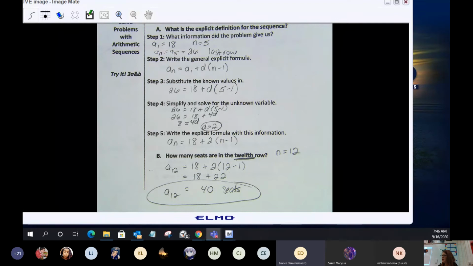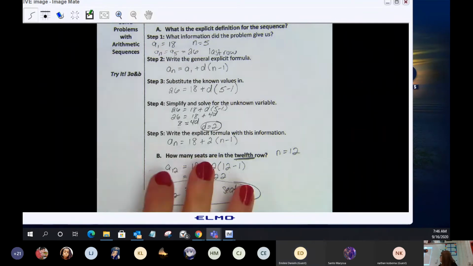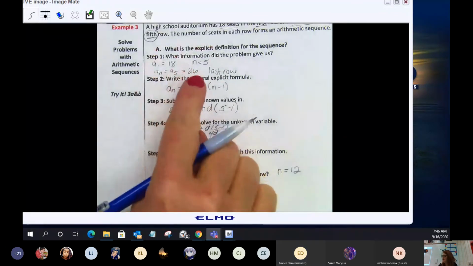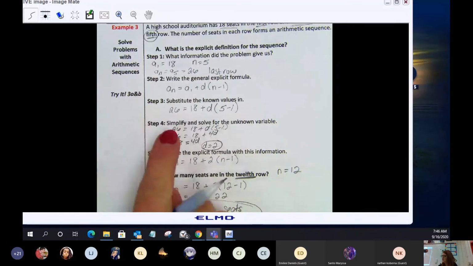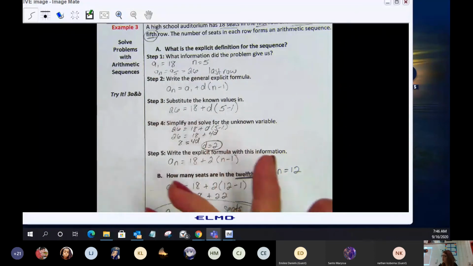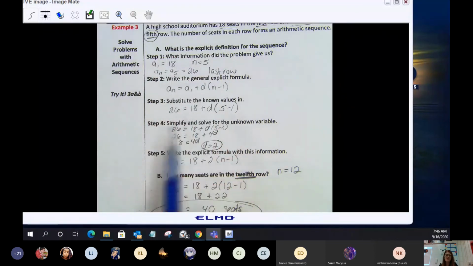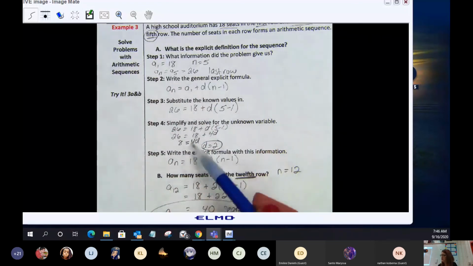No, it would always be that you'll be given something like this. You're going to have to get that explicit definition, and you might have to solve for d. You might even have to solve for an a sub 1. You might have to solve for something in here. And then from there, you'll derive your explicit formula, and then you'll be asked to use that explicit formula. Something like that you can expect to see, probably on a test.